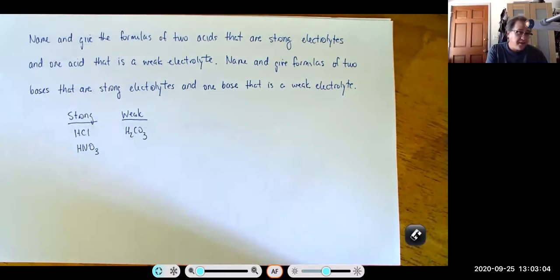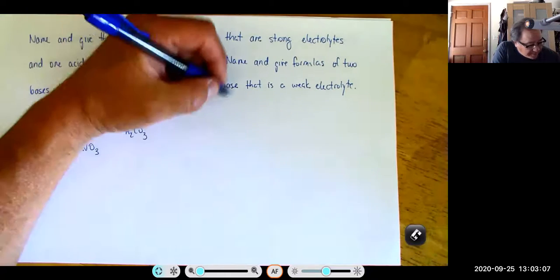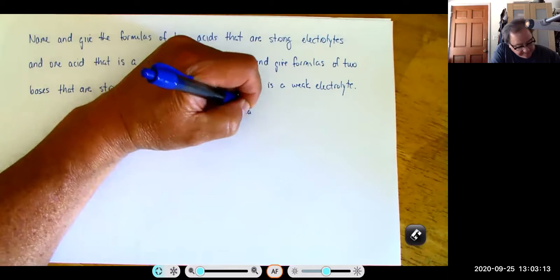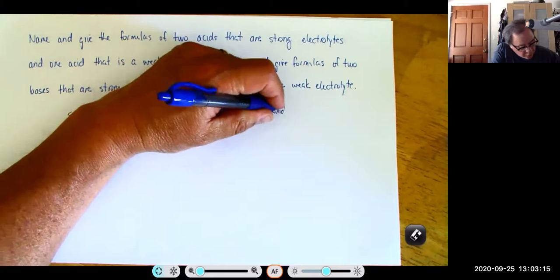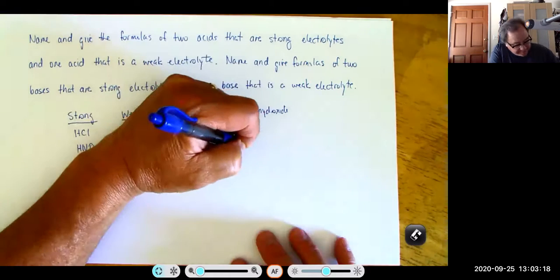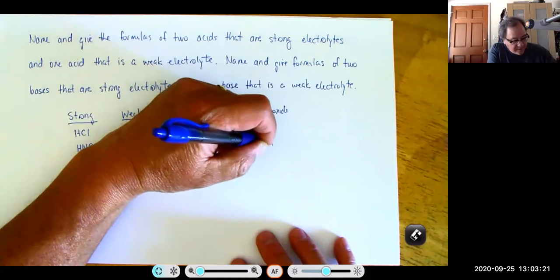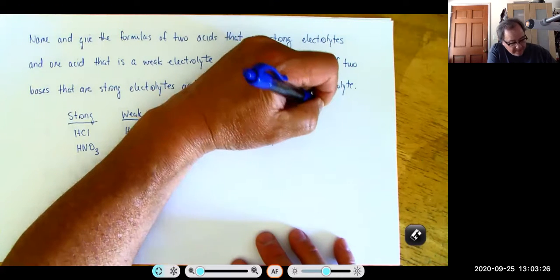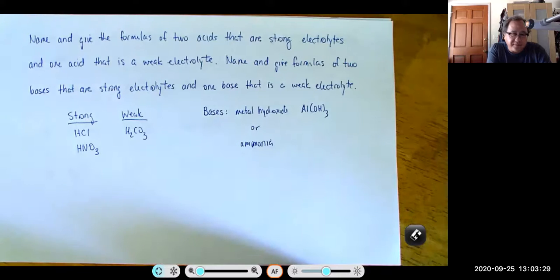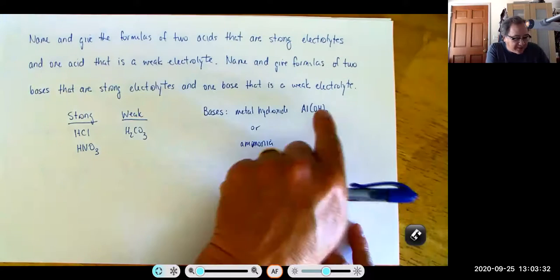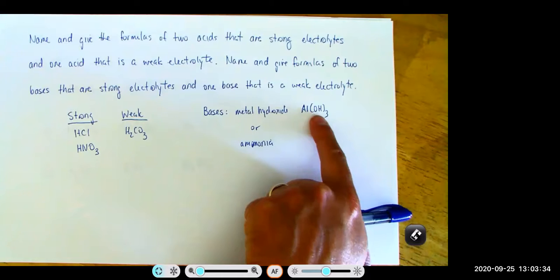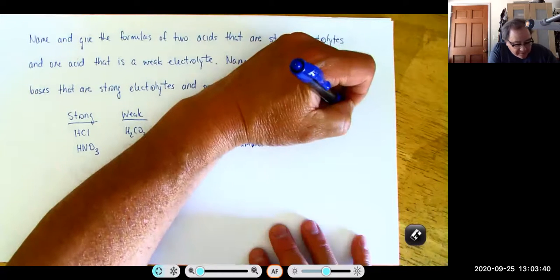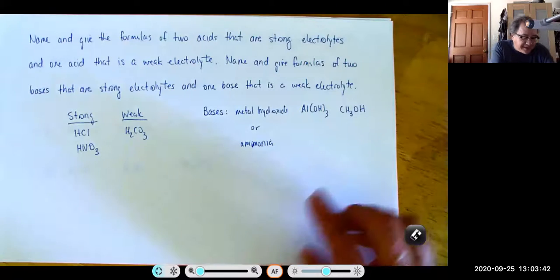Now, how about name and give formulas of two bases that are strong electrolytes and one that's a weak electrolyte? We haven't covered that yet. But bases usually are a metal hydroxide or ammonia. A metal hydroxide could be like that. Do you see the hydroxide here? Yeah. And the metal? Yep. Metal hydroxide. See this here? Is this a base?